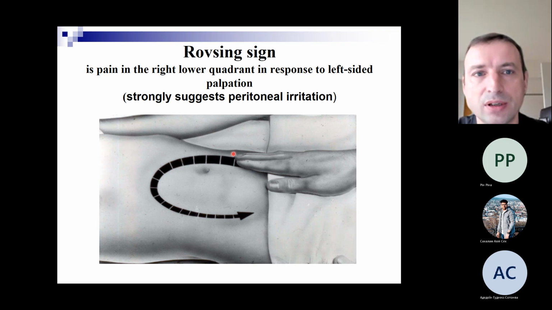This picture demonstrates how to elicit Rovsing's sign. It is a pain in the right lower quadrant in response to left-side palpation. It is due to cecum dilatation.